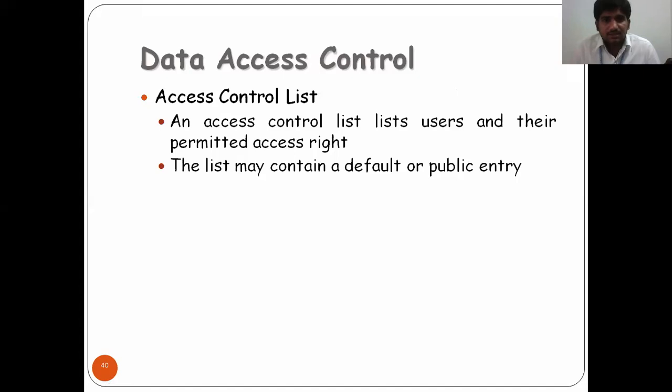Then access control list. An access control list lists users and their permitted access rights. There are controls such as read, write, and execute, some of them. What level can process one operate at? Whether he can modify, write, read, or execute. Such types of access rights are there.